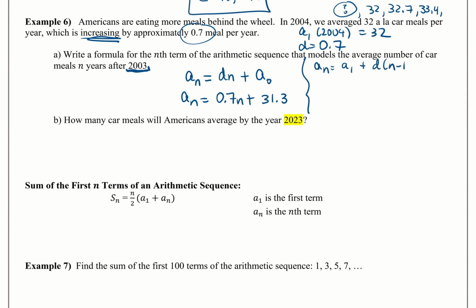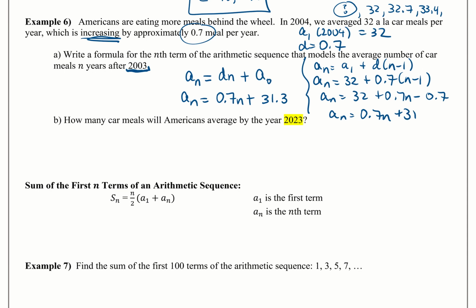Now, by the way, if you wanted to use the other formula, you certainly can. It's a great formula as well. Pick what you understand better. A sub 1 would be that 32, and then d would be the 0.7 times n minus 1. If we then distribute and combine like terms, we end up with the same answer. I'll just reorder this so that the variable term comes first. So whichever way you want to do it is fine. We end up with the same general term.